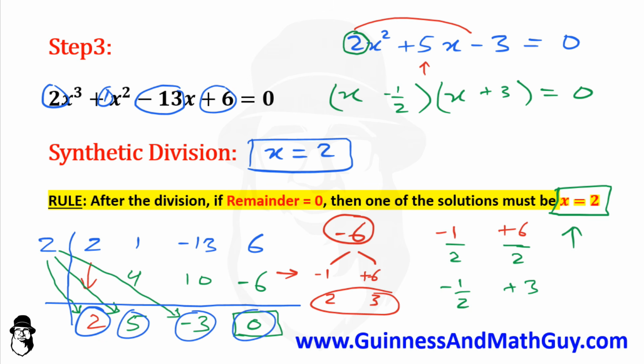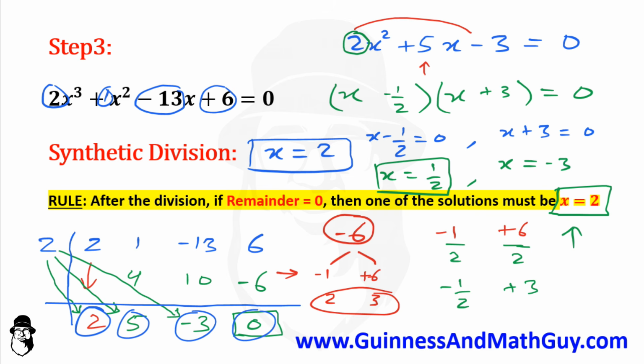It's that easy. After that we put x minus half equal to 0, and separately x plus 3 equal to 0. The minus half goes to the other side as plus half, so x equals half is one of the solutions, and this plus 3 goes to the other side as minus 3, so x equals minus 3 is one of the solutions. Now we have these solutions: x equals 2, x equals minus 3, and x equals half. These are our values and solutions.